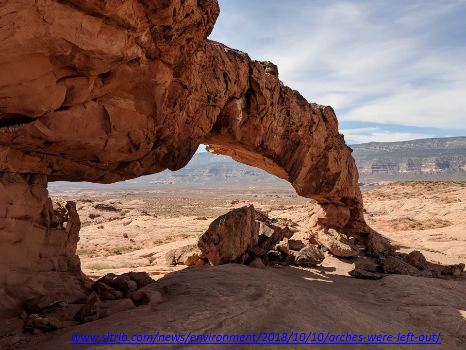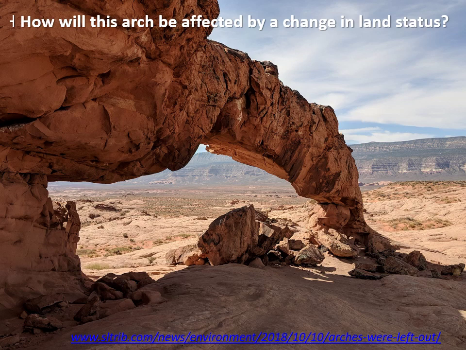Another example, this is Sunset Arch. It's in Grand Staircase-Escalante, and it's one of the arches that was evicted from National Monument protection during the 2017 Trump boundary revisions. And the question arose, how will this arch be affected by this change in land status? If extractive activities come in here, I mean, the reason this area was singled out is because there's potential coal and oil reserves. What if some of those extractive activities start up? Could they have the potential to damage this arch? How so? How would we know? And so on.